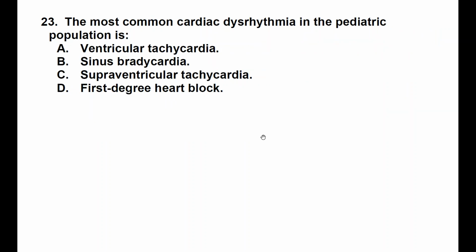23. The most common cardiac dysrhythmia in the pediatric population is ventricular tachycardia, sinus bradycardia, supraventricular tachycardia, or first degree block. So ventricular tachycardia is not common in children, as well as sinus bradycardia. And first degree block is also uncommon, but what is common here is your letter C, which is the supraventricular tachycardia. 23, Charlie.